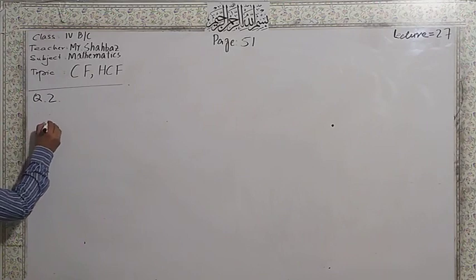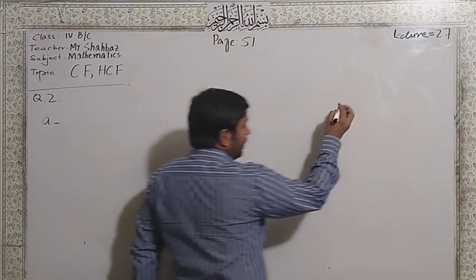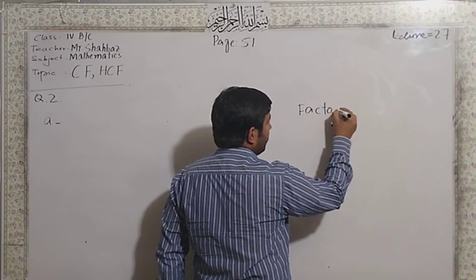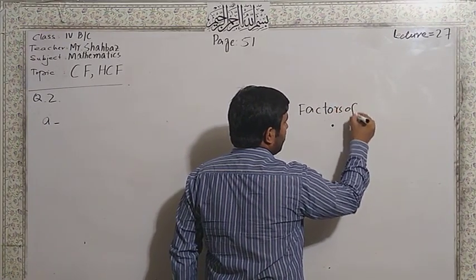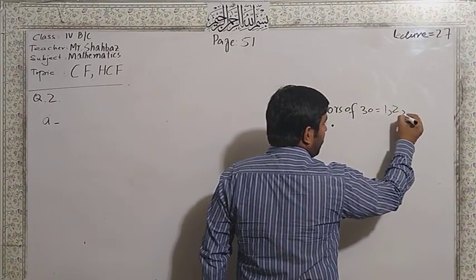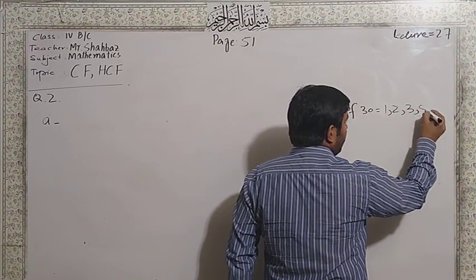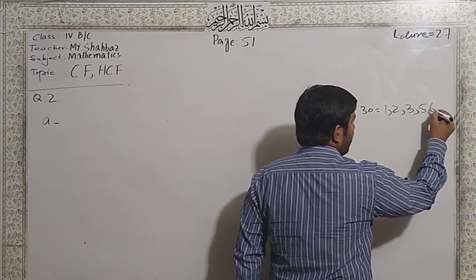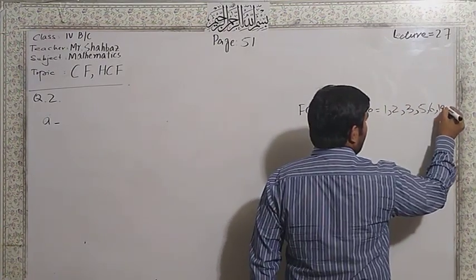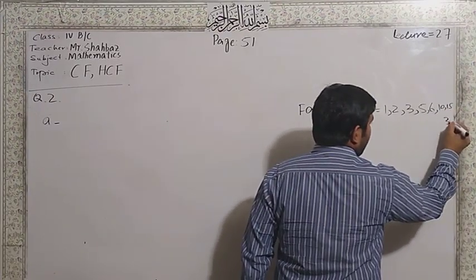You have to write the answer true or false. I will check there. Factors of 30. You know that 1 30 is 30, 2 15s are 30, 3 10s are 30, 5 6s are 30, 6 5s are 30, 10 3s are 30, 15 2s are 30, and the last one is 30 1s are 30.